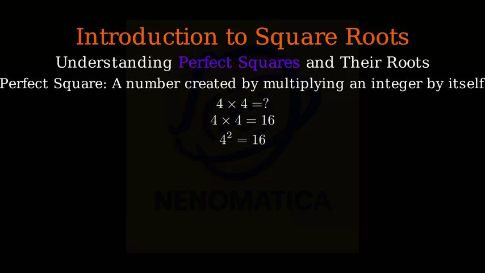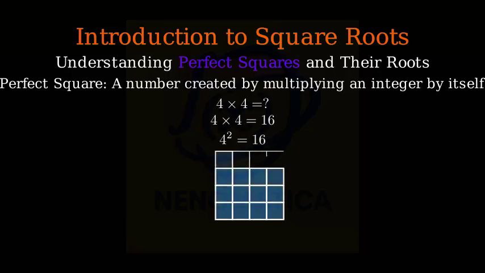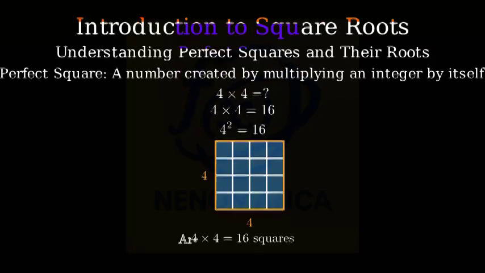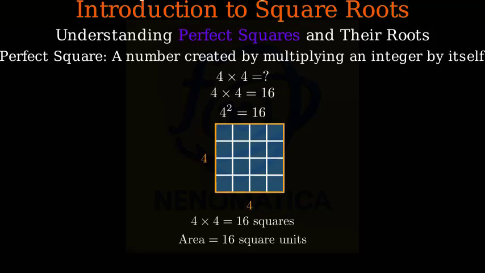To visualize this concept, let's draw a square with sides of length 4 units. Inside this square, we have a total of 16 small unit squares. This is why we call it a perfect square, because the number represents the area of a square with integer side length. Let's look at a few more examples of perfect squares.